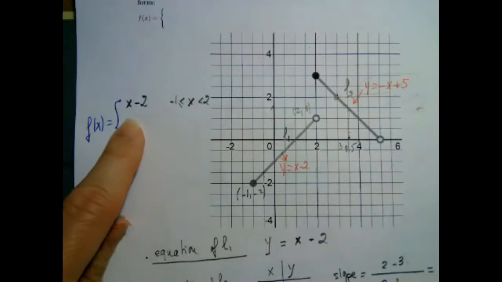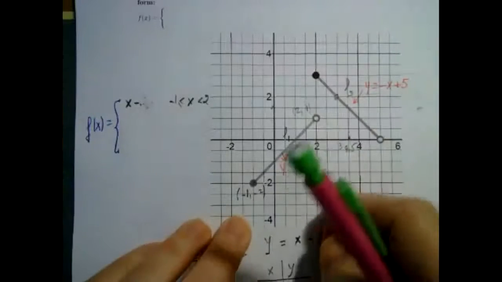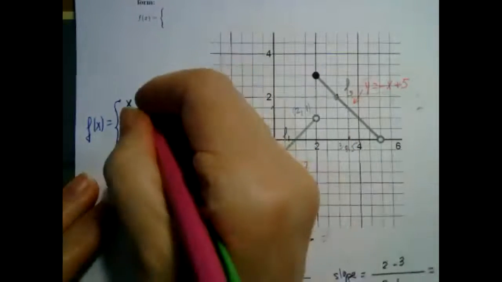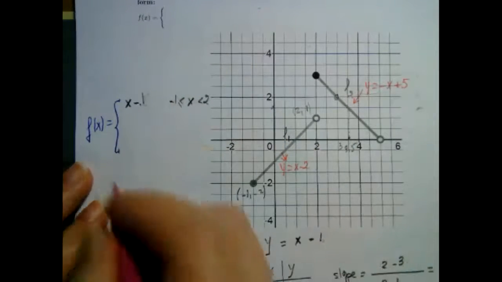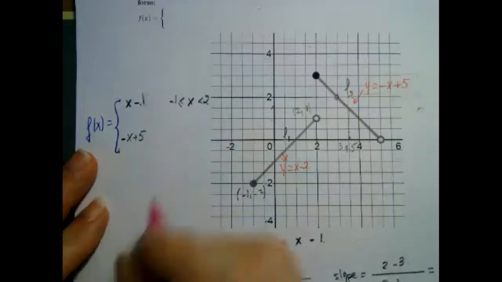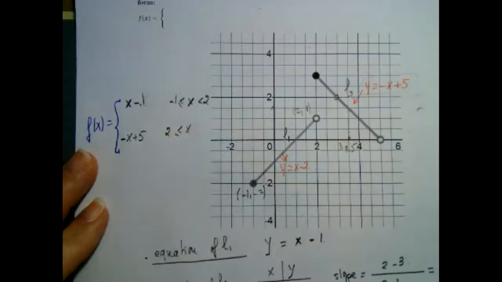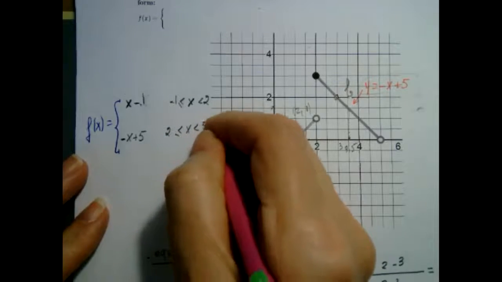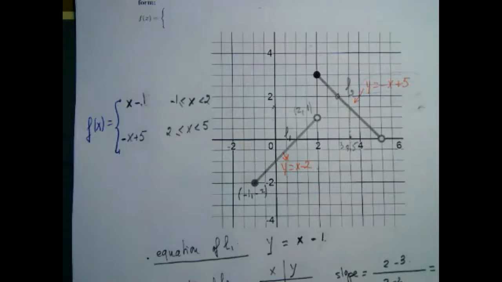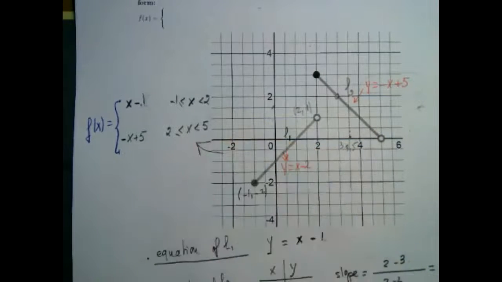2 open. And this is x minus 1. Sorry, you're right. And then minus x plus 5 at 2 to 5, for x between 2 and open at 5. Absolutely, correct. That's how we're going to write this function. So now from graph to function, from graph to function.